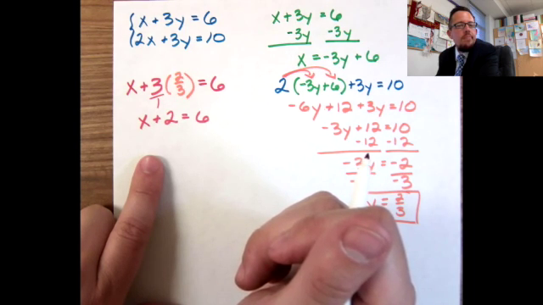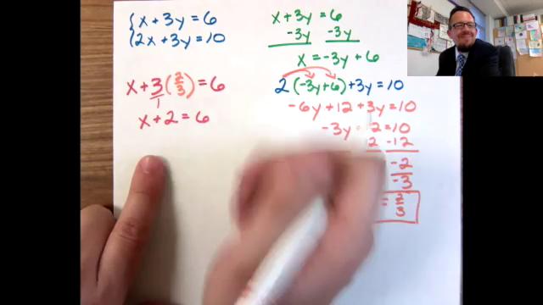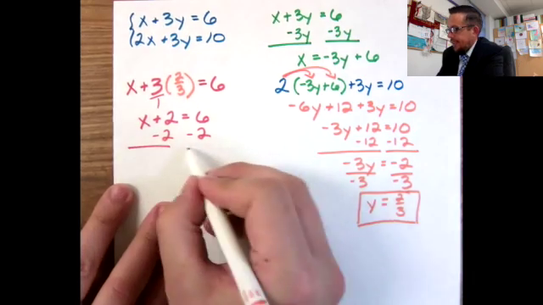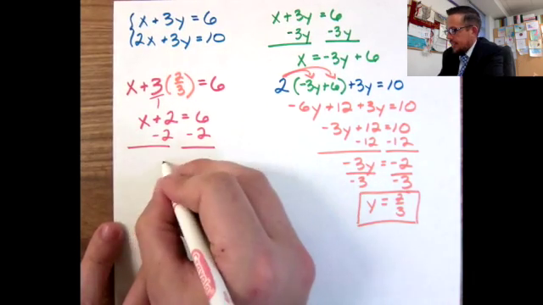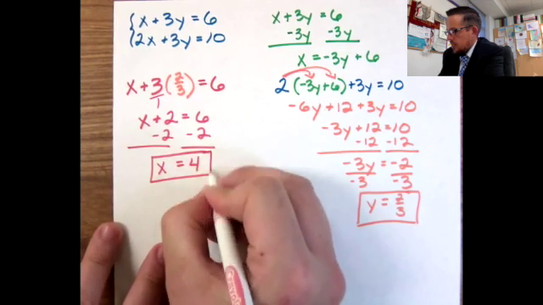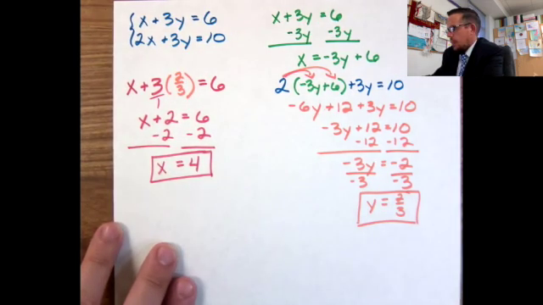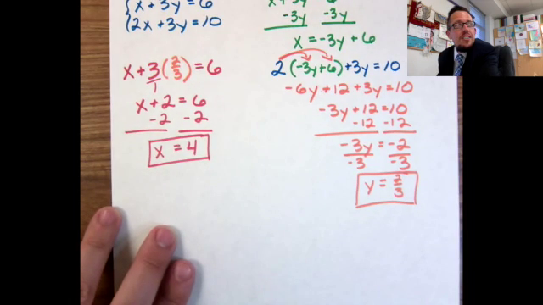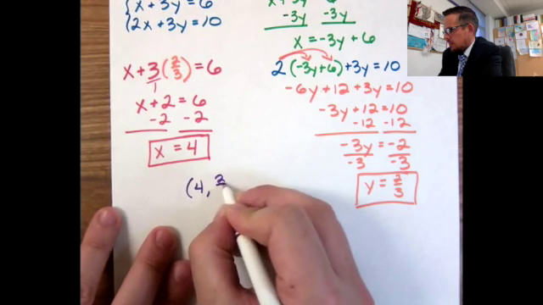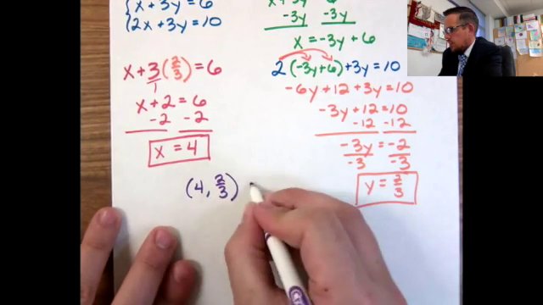And then minus 2. I'm a big fan. I like it. So what's my answer? x equals 4. Well, 4 2/3. 4 and 2/3.